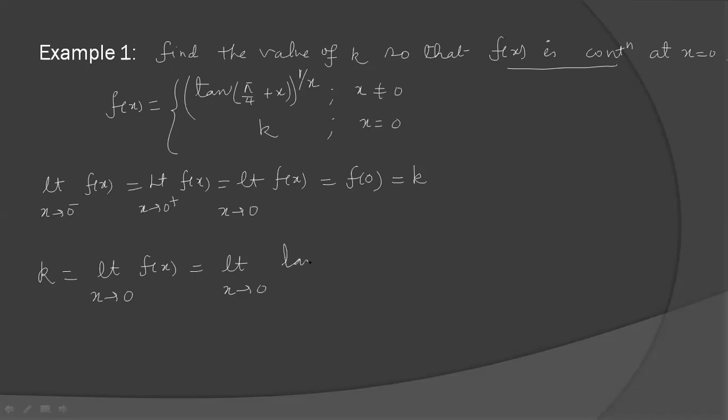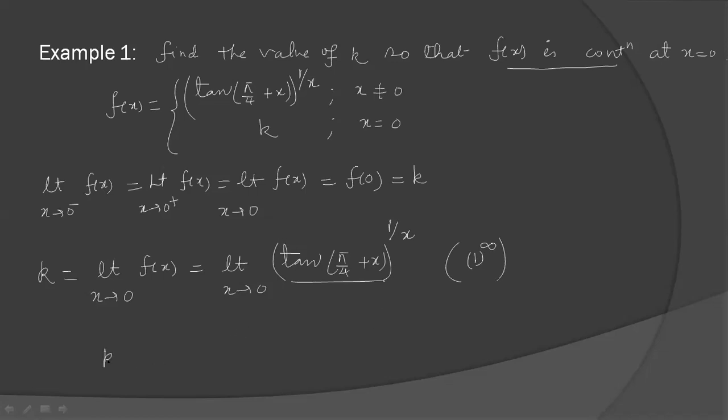The limit is tan pi by 4. No need to check the LHL and RHL because the function is given to you as continuous. It means LHL and RHL both exist and both will be equal. So if you put x equal to 0, you will get tan pi by 4. Tan pi by 4 is a 1 to the power infinity case. If you see, this is not exactly 1, this is approximately 1. So it is an indeterminate form of 1 to the power infinity.